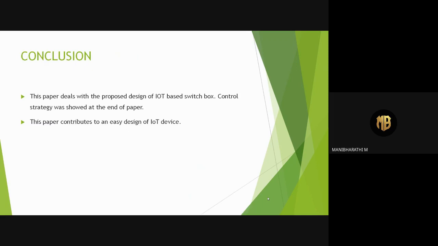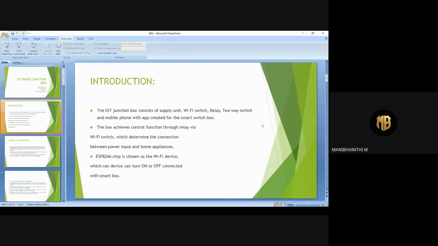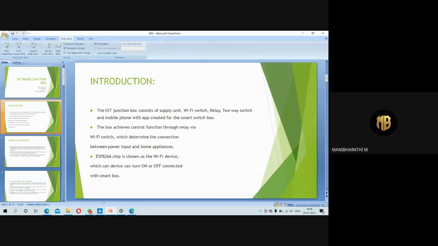The paper deals with the proposed design of an IoT-based switch box control strategy, shown at the end of the paper. This was a simple automation used only in homes. It can be installed with a Raspberry Pi and used in big industries to make an autonomous world. Thank you for giving this opportunity to excel engineering colleges. Thank you.